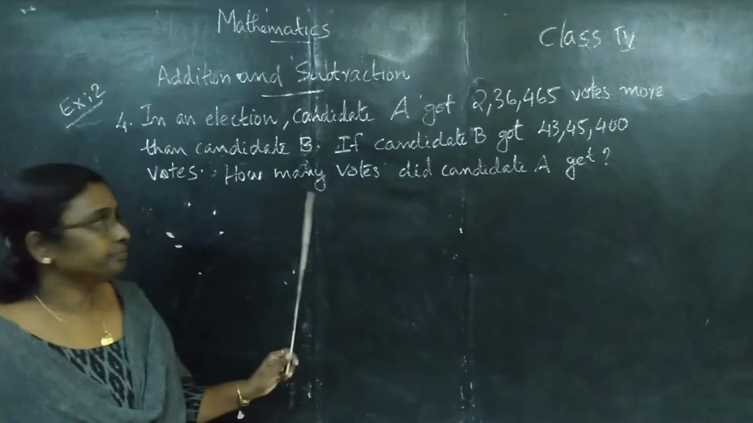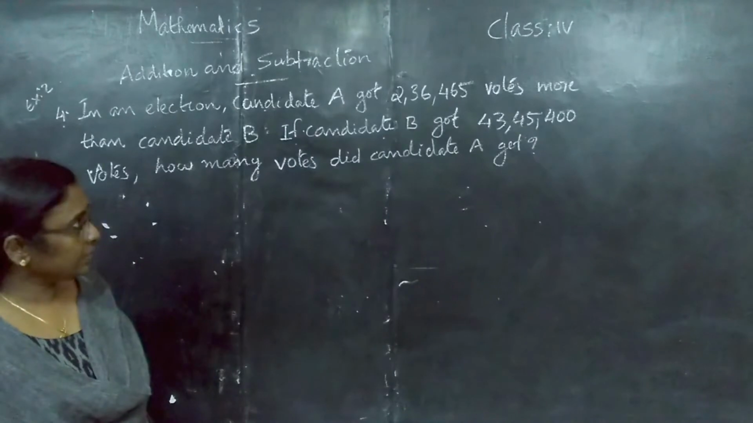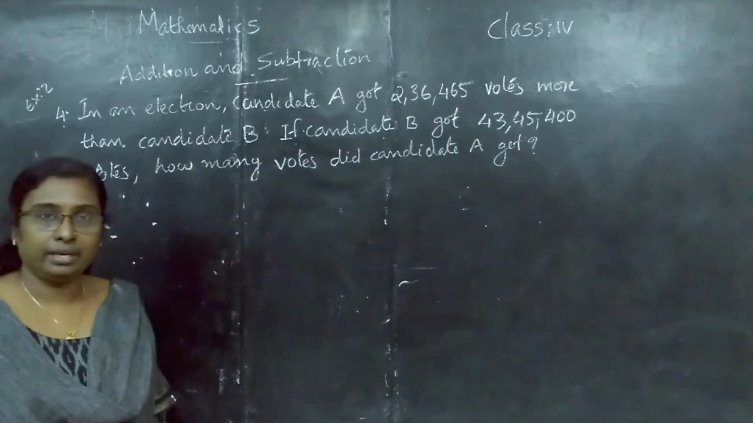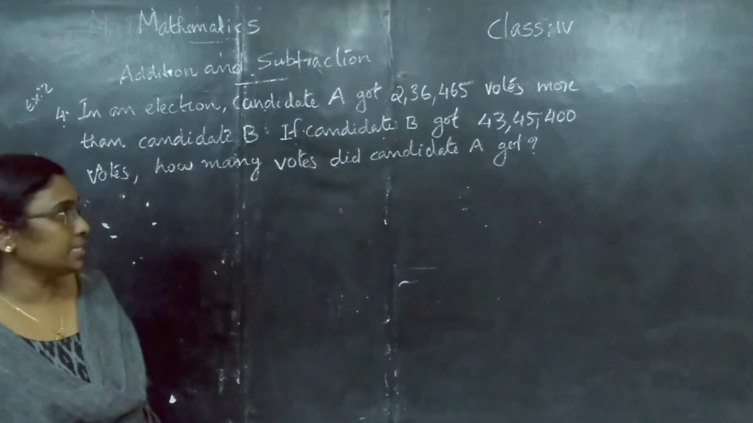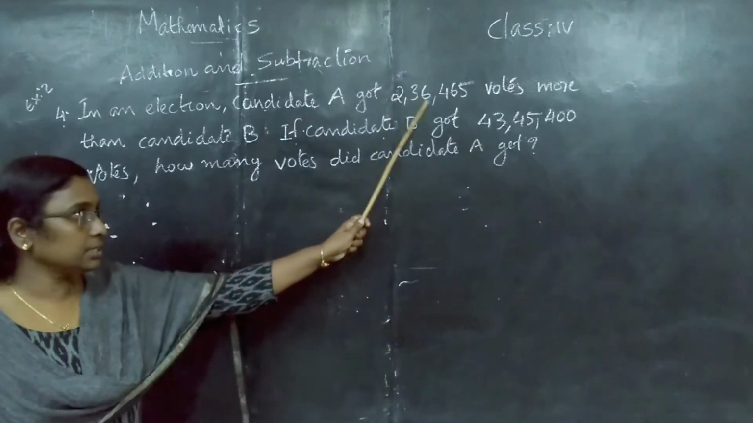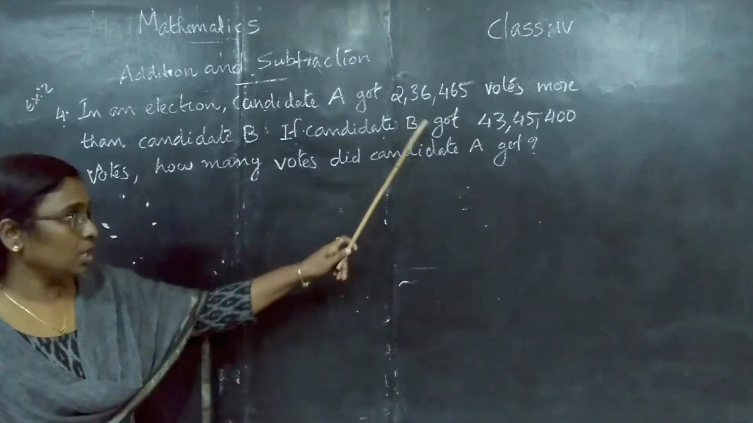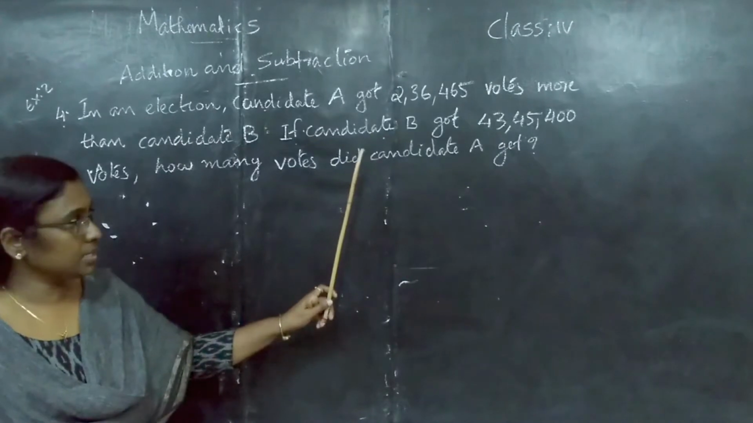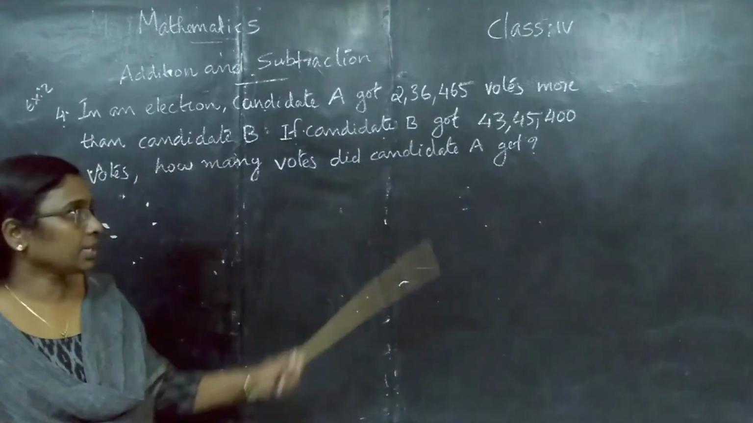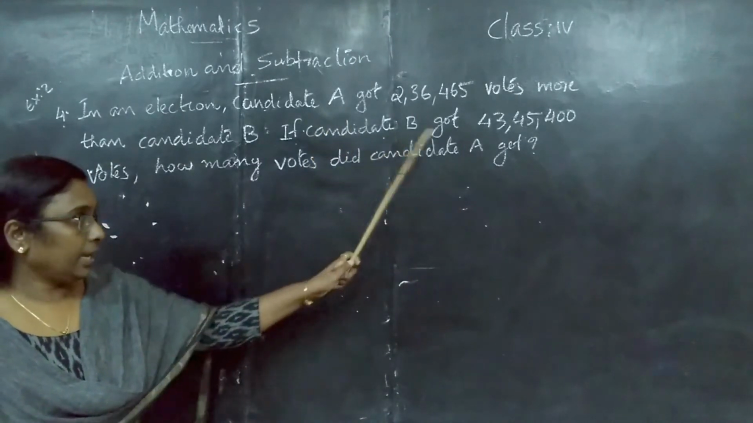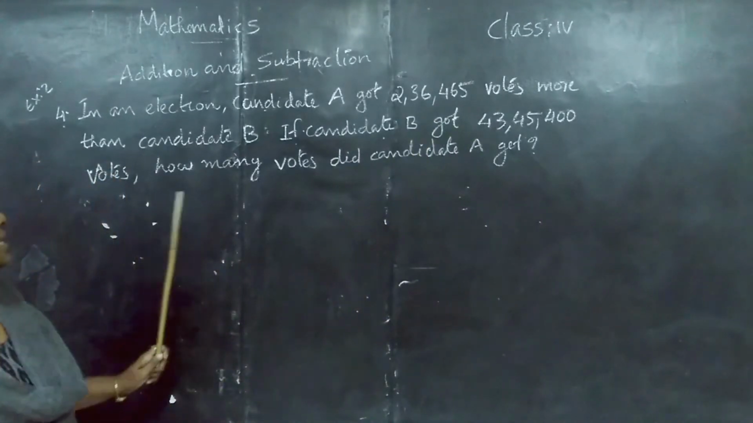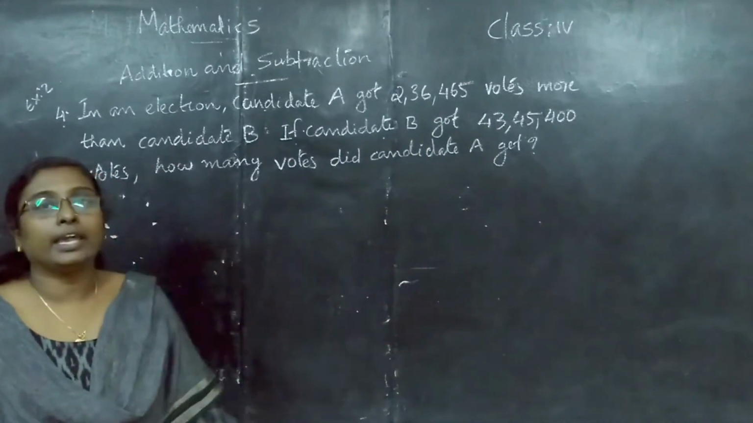Did you get it? In this question, what are given? In an election, there are two candidates, A and B. They competed each other, isn't it? A got 2,36,465 votes more than B, isn't it? So, who got more votes? Candidate A. And this number represents the number of votes got by B. Question is, how many votes did candidate A get?